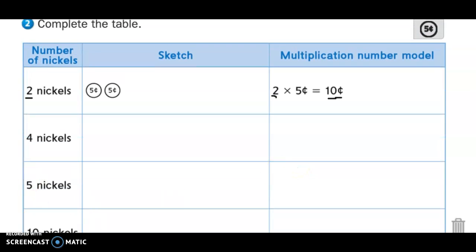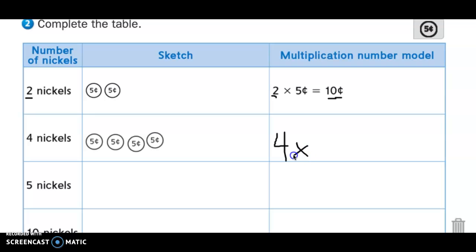Okay, we need 4 nickels. Draw out your 4 nickels again. A circle with 5 cents in the middle. 1, 2, 3, and a 4. How am I going to write this number model? What numbers are going to represent what we just did here? Well, I know I have 4 nickels. 1, 2, 3, 4. So I counted them 4 times.